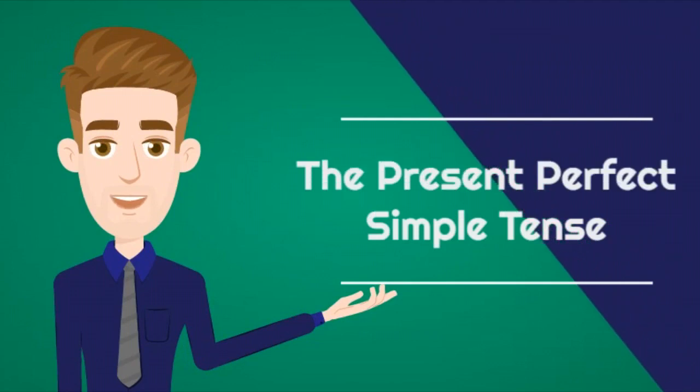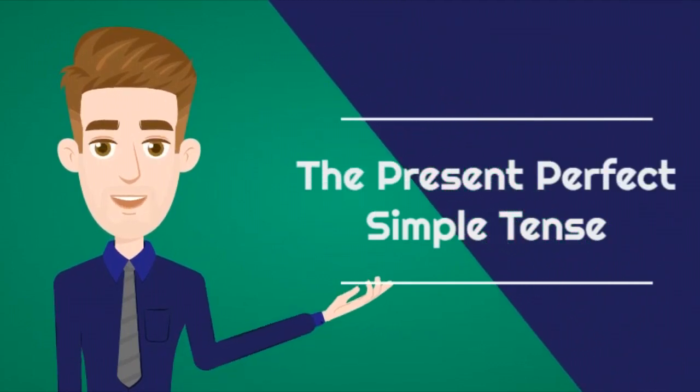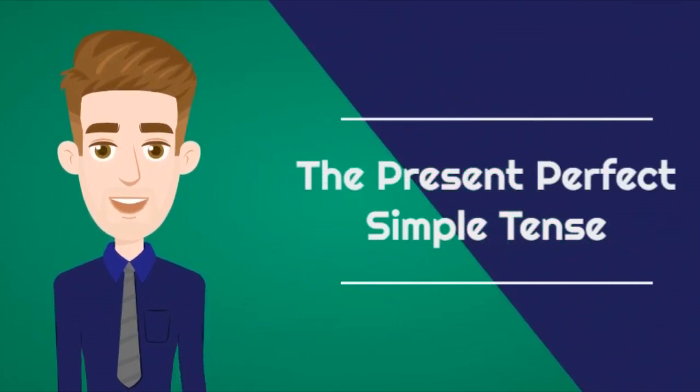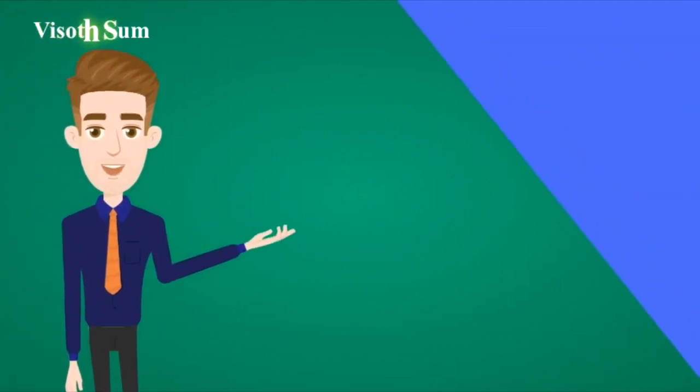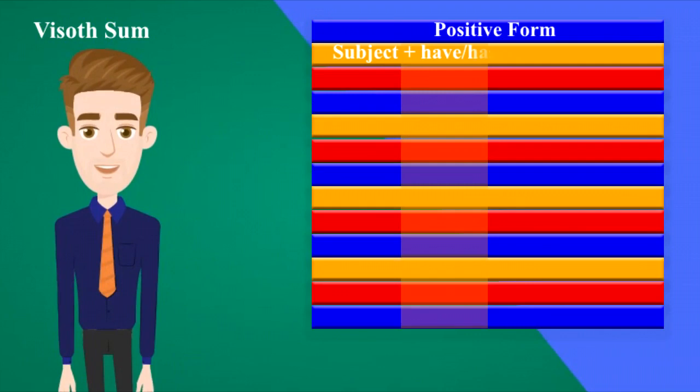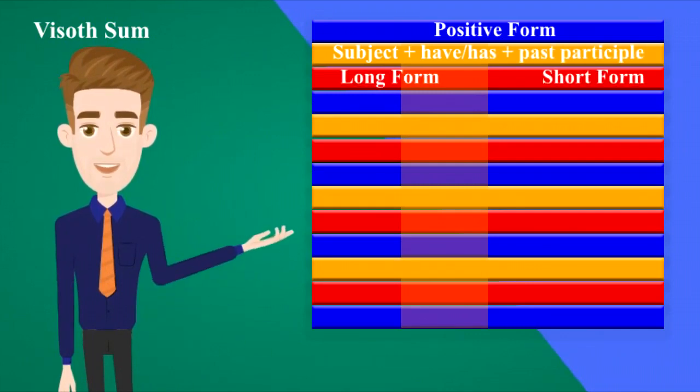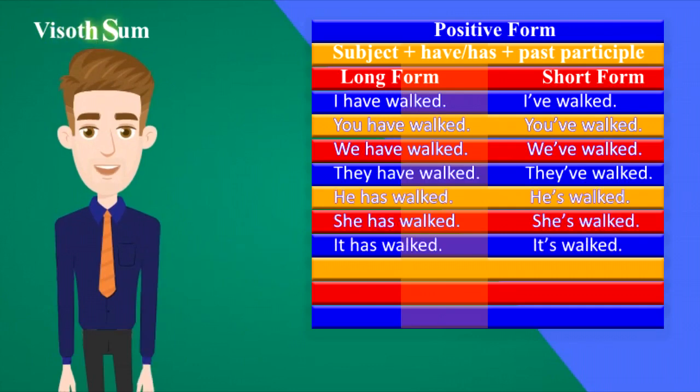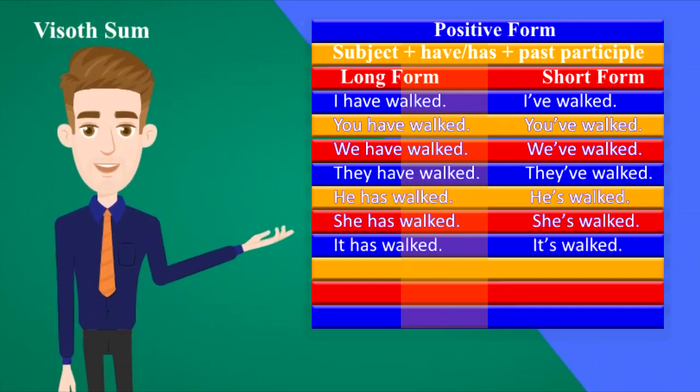Today, I am going to introduce the present perfect simple tense in English. Now, let's look at the positive form on the screen. The positive form is subject plus have, has plus past participle. Here are the long form and short form.